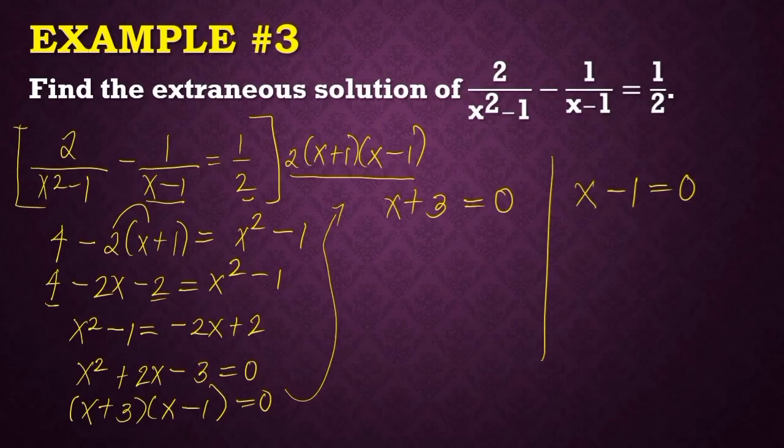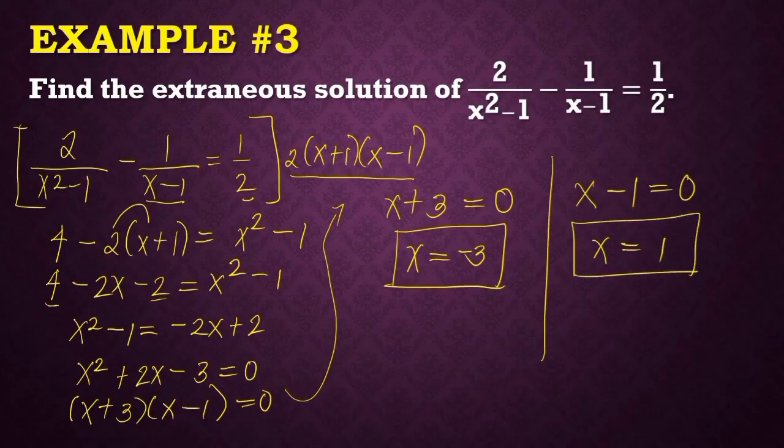So, x plus 3 is equal to 0. So, we subtract 3 to both sides. So, magiging x equals negative 3. And then, x equals 1. So, yung nakuha nating solution, kailangan nating i-check yan sa original equation. So, para makita natin yung extraneous solution na hinahanap natin.